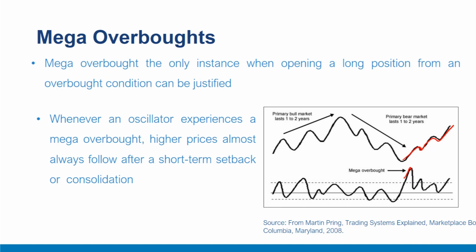Higher prices almost always follow after a short-term setback or consolidation has taken place. In most instances, you will probably find that the correction following the mega overbought has taken place in a sideways rather than downward direction. But there are just enough exceptions to cause the over-leveraged trader a lot of sleepless nights.